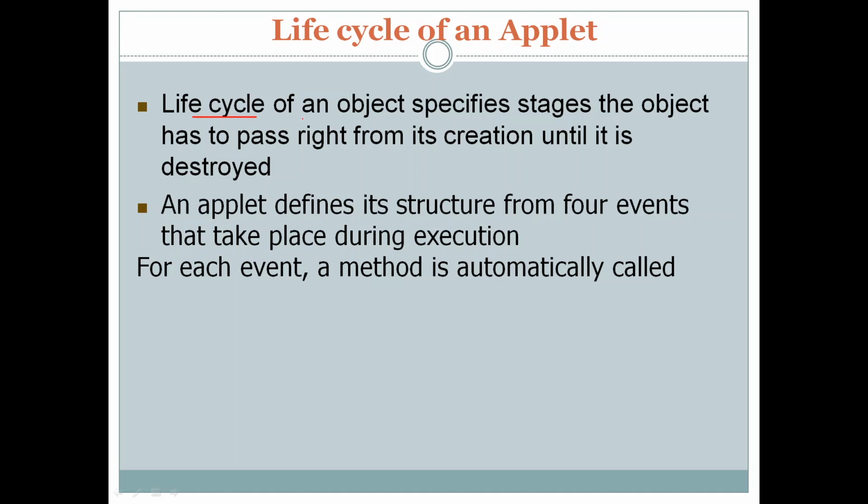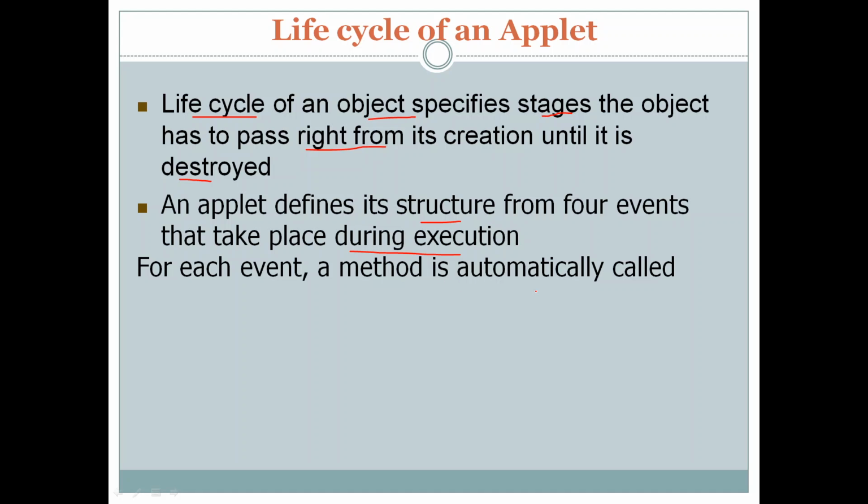The life cycle of an object specifies the stages the object has to pass through from its creation until it is destroyed. An applet defines the structure of its life cycle by 4 different events which occur during the execution of an applet, and for each of those events a method is automatically called.